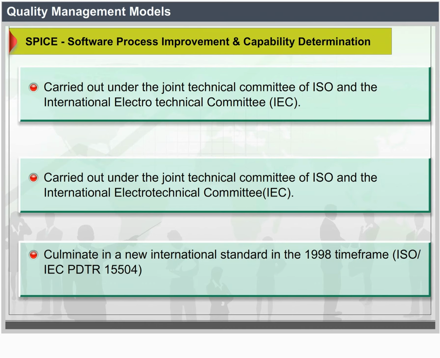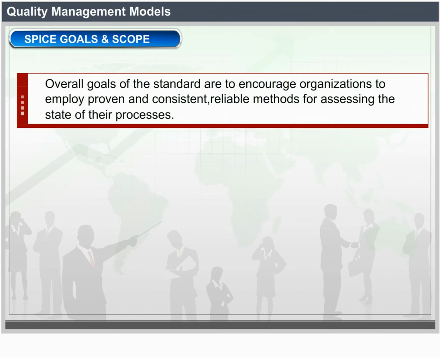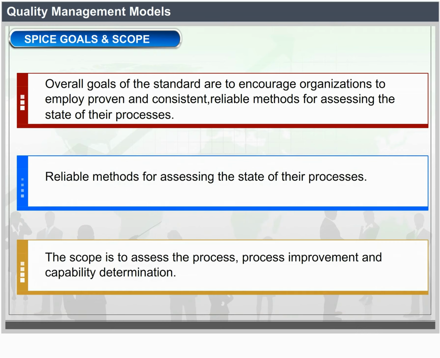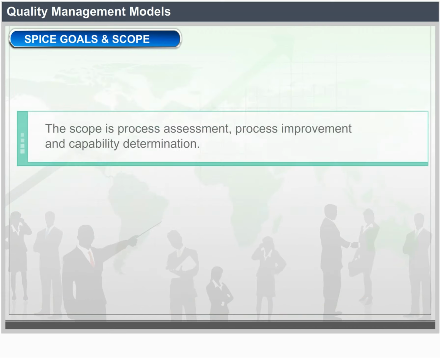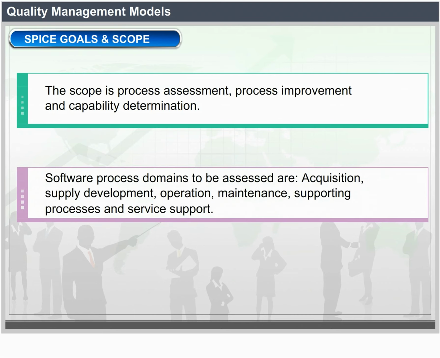SPICE goals and scope. Overall goals of the standard are to encourage organizations to employ proven and consistent methods, reliable methods for assessing the state of their processes, and use their assessment results as part of a coherent improvement program. The scope is process assessment, process improvement, and capability determination. Software process domains to be assessed are acquisition, supply, development, operation, maintenance, supporting processes, and service support.